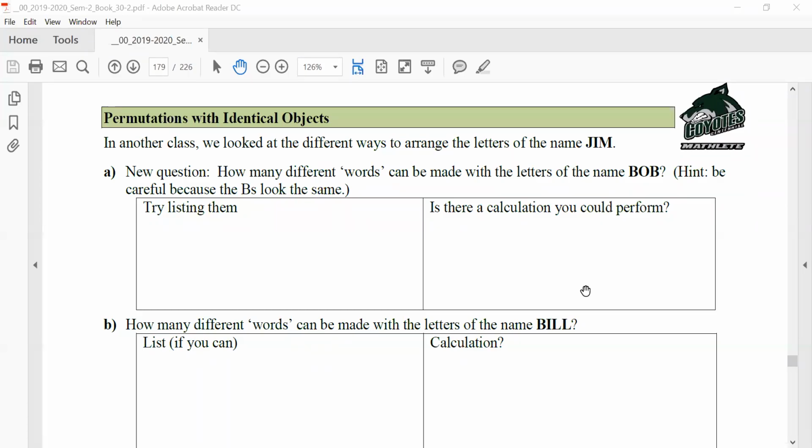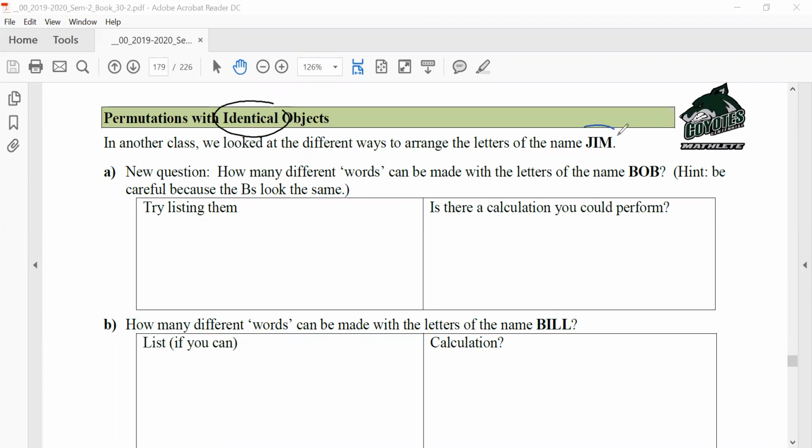Hey everybody, welcome back. We're in the next lesson called Permutations with Identical Objects. Last lesson was called Permutations with Distinguishable Objects. So what we're taking a peek at this time is, what are we going to do when we've got objects that we can't tell the difference between? So, identical objects.